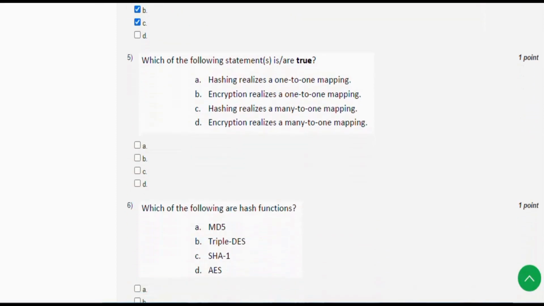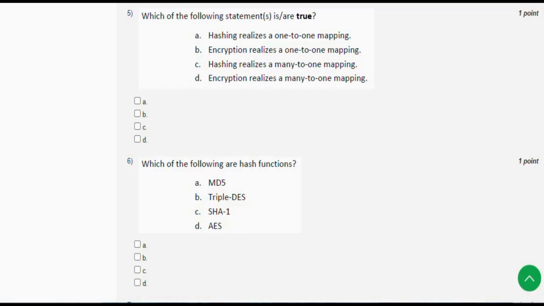Now get into question number 5. Which of the following statements is true? Hashing realizes a one-to-one mapping, encryption realizes a one-to-one mapping, hashing realizes a many-to-one mapping, encryption realizes a many-to-one mapping. Here option C will be the answer. Okay, so I select option C.